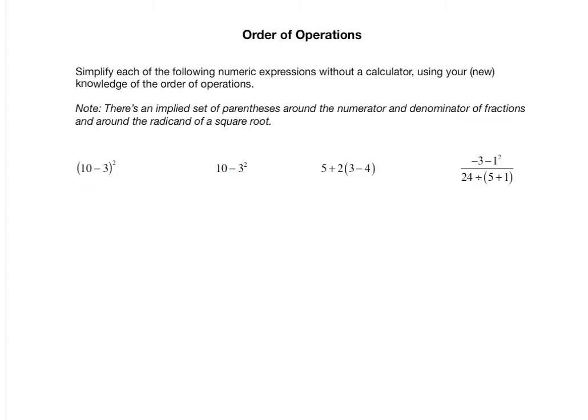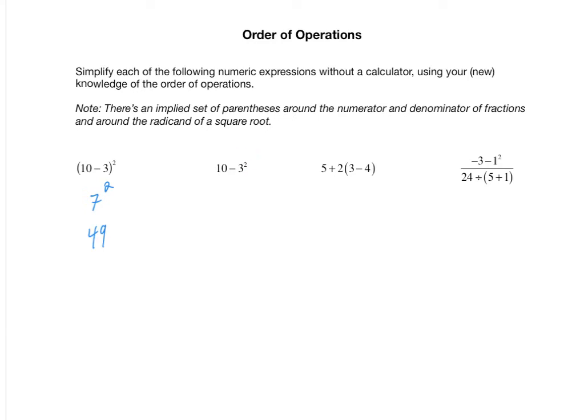Here we want to simplify each of these numeric expressions, again without a calculator, using our knowledge of the order of operations. In this particular one, we've got two operations here. We've got subtraction and we've got exponentiation. According to our agreed upon order of operations, exponentiation occurs before subtraction. However, in this particular case, someone is trying to tell me that they want me to do the subtraction first because the subtraction of 10 and 3 is set off inside of parentheses. So we must do that first. We've got the 10 minus 3 is 7, and then we square that result of 7, giving us 49.